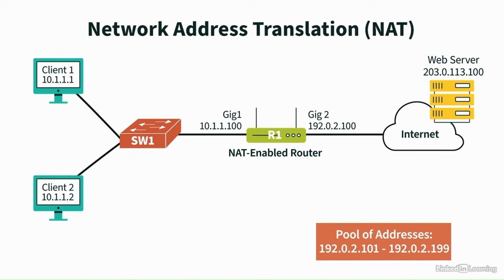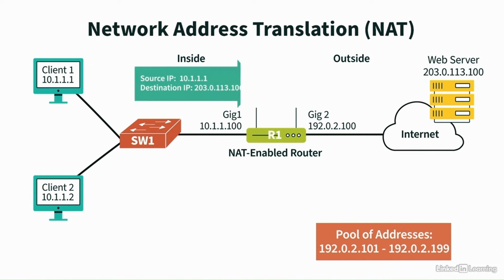And to understand NAT's terminology, we need to identify which portion of this overall network refers to the inside of the network and which portion refers to the outside. In this case, we'll say that everything off of interface gig 1 on router R1 is the inside, while everything off of gig 2 is going to be the outside. Now, let's imagine that client 1 wants to communicate with a web server on the internet that has an IP address of 203.0.113.100.